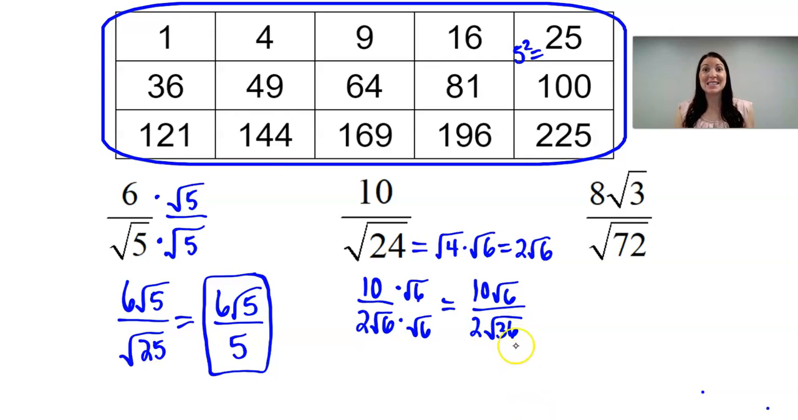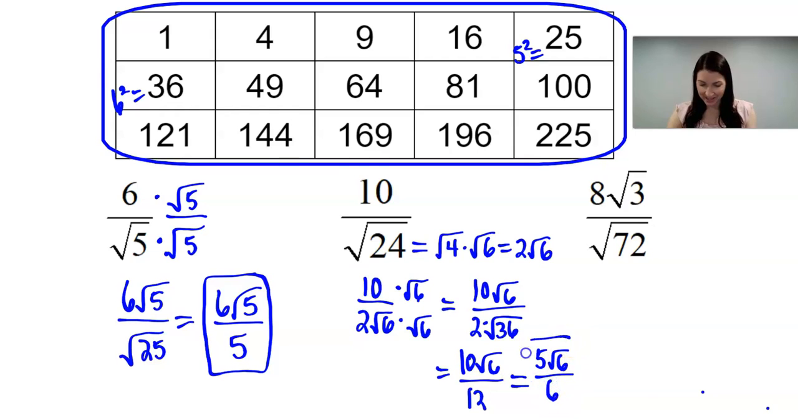And once again, that is the power of multiplying a radical by itself, because the square root of 36, you can see up here, is one of our perfect squares. And so the number I had to square to get 36 is 6. Therefore, the square root of 36 is 6. So now I have 10 root 6 divided by 2 times 6 would give me 12. And then this time I can actually simplify my final answer because 10 divided by 12 is a fraction that can be reduced to 5/6. So my final answer is 5 root 6 divided by 6.